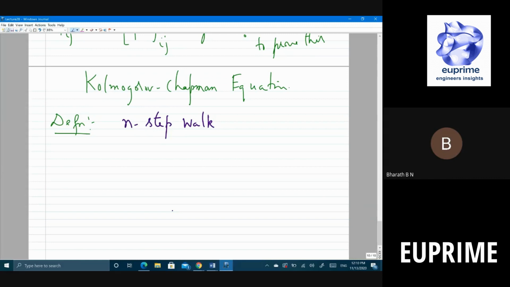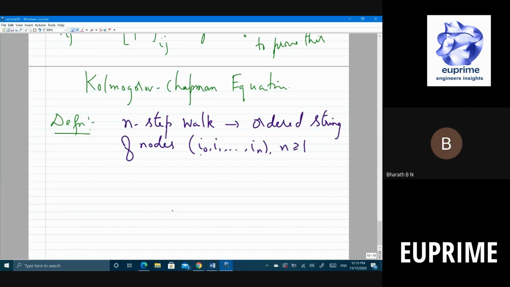So what is a walk? Basically, you go from one state to the other. That is a walk. In fact, it's an ordered string of nodes. For example, i0, i1, and so on up to i_n, n greater than or equal to 1. That means I start at state i0, immediately I go to state i1, and so on. After n steps, I go to state i_n.